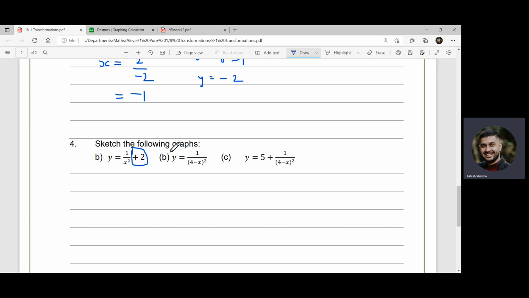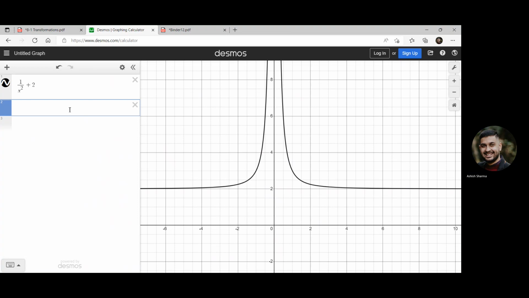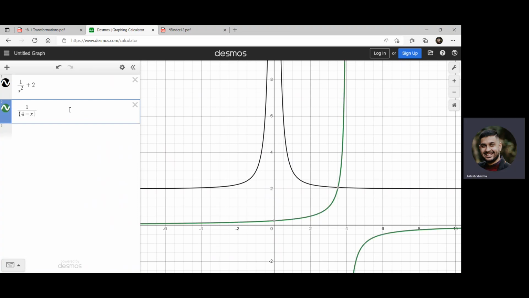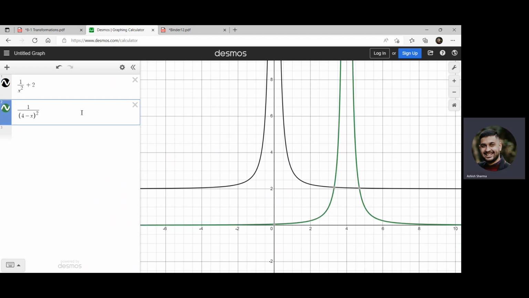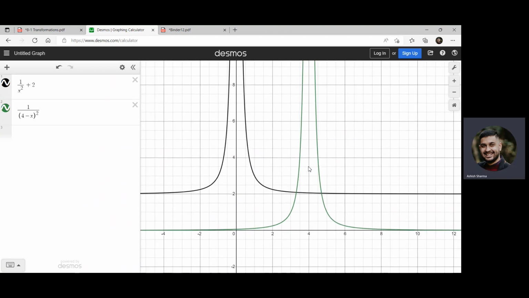Okay, now we come up to this one, y equals 1 over 4 minus x all squared. So if I just do this first of all, 1 over 4 minus x all squared, what do we have here? We have this graph. Let's try and build this up in stages. Why does the graph look like this?